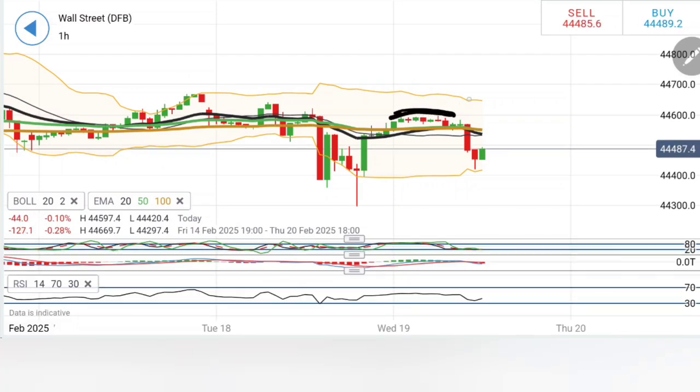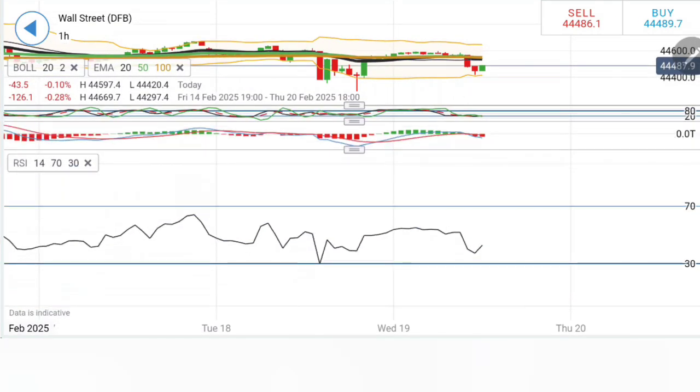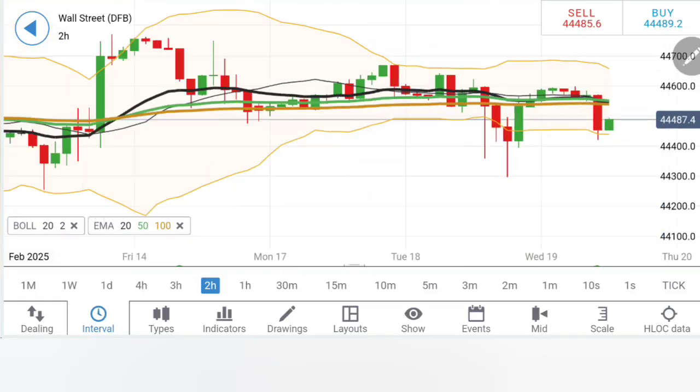Look at the consolidation here at the top, 44,600, 650. I have shared earlier in the day as well. This is going to remain the prime resistance. The stochastic has bottomed here while the MACD and RSI still have room for further rise.